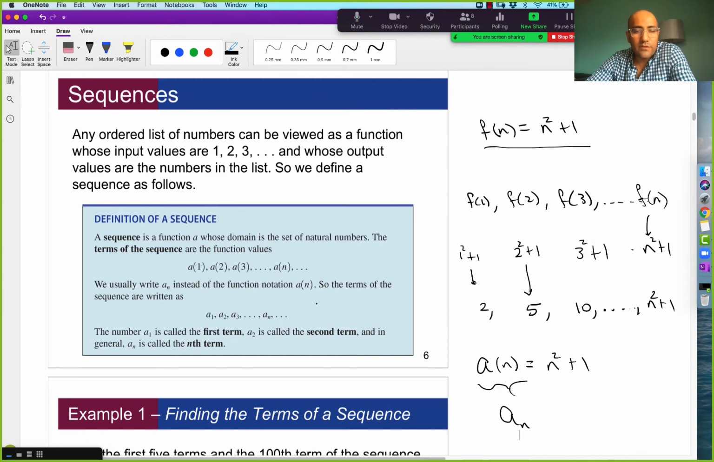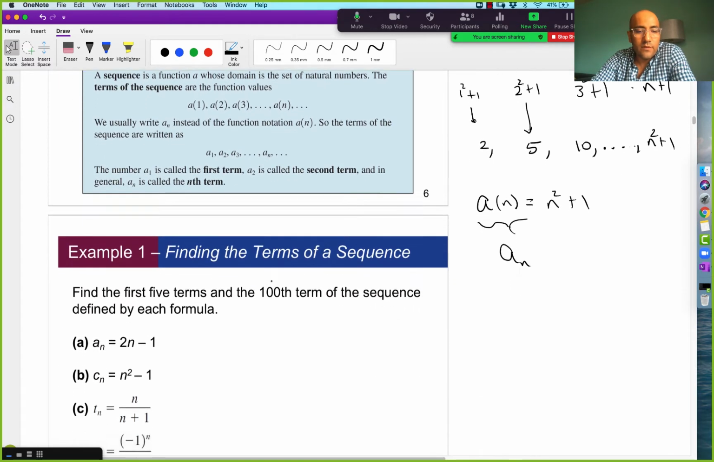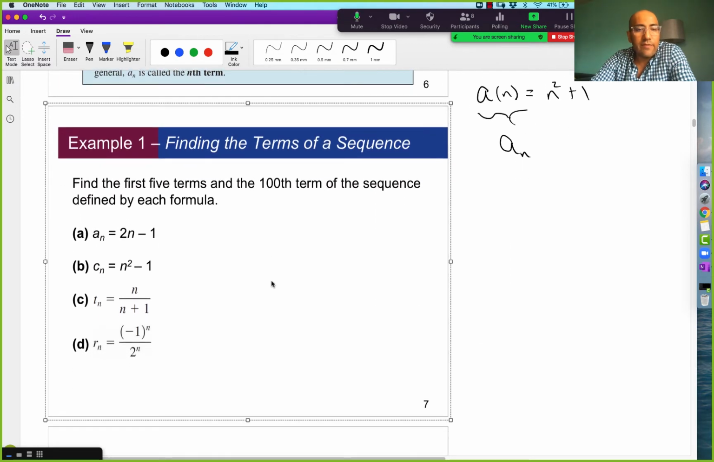Good. Any questions so far? We're good? Okay, so here are some examples. Find the first 5 terms and the 100th term of the sequence defined by each formula.